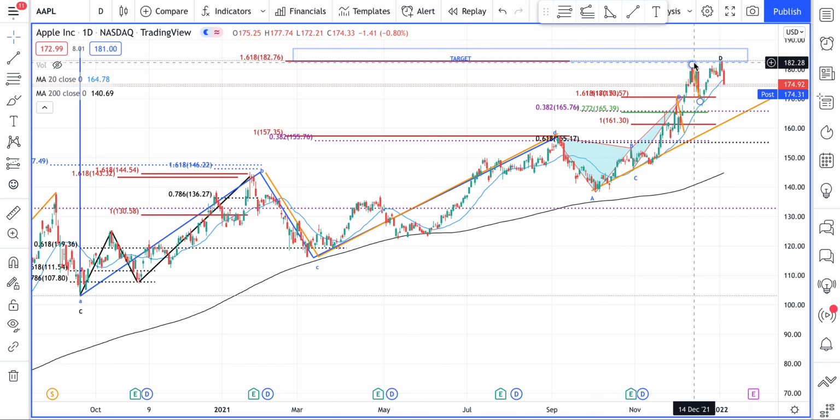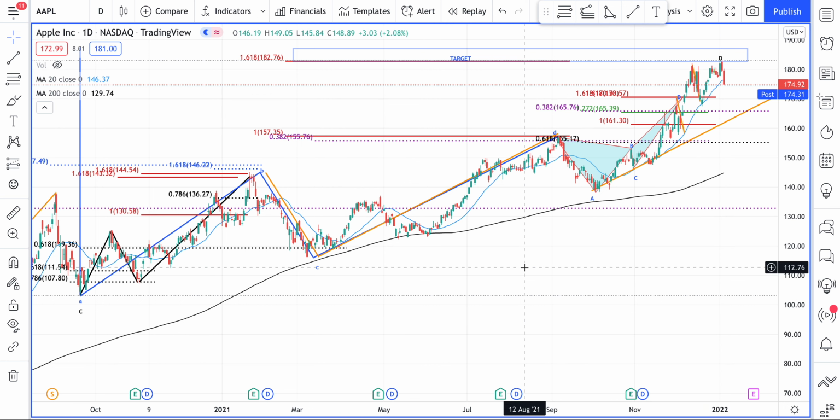What we have seen in the last few weeks is that price made an attempt, retraced back, and then made an attempt again yesterday, and then moved lower. Today it actually broke below the 20-day moving average, which a lot of short-term traders watch.